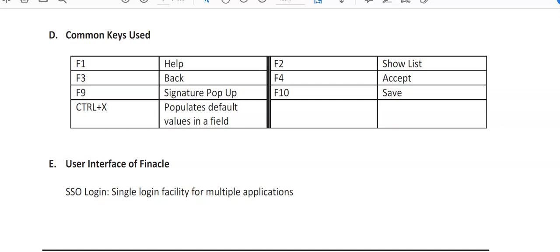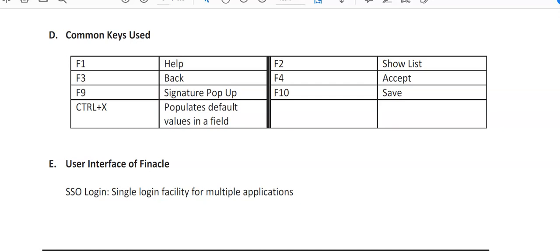We may press F9. Now there are certain icons available on the Finacle system. You click on that with the mouse. You need not press F9. So there are certain keys, so I thought I'll share it with you. Control X populates default values in the field. We also call it explode. So suppose there is any debit entry and you press Control X, where that debit entry originated from, where it has gone, meaning where it is credited, will be shown in the system. So there is F1, F2, F3, F4, F9, F10, Control X.